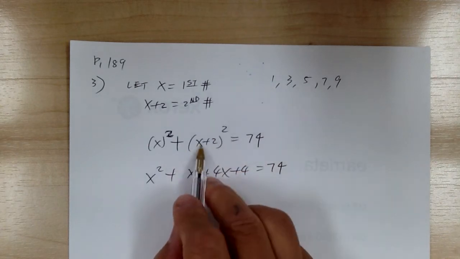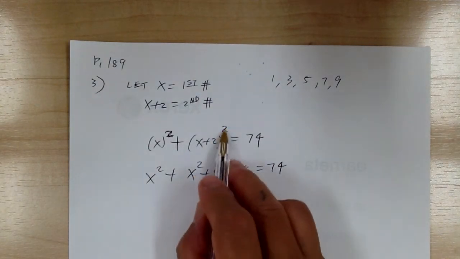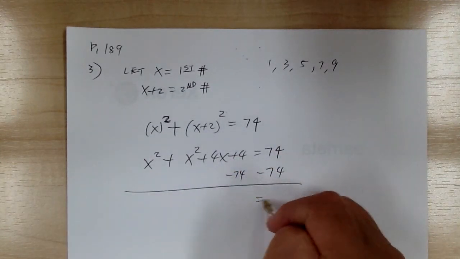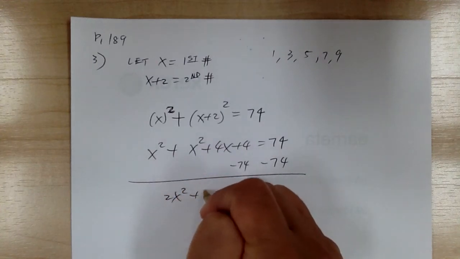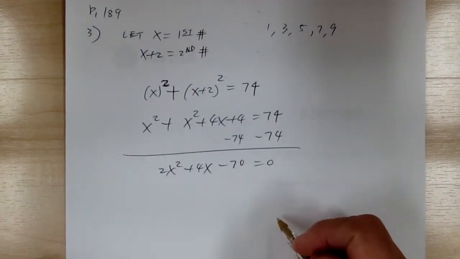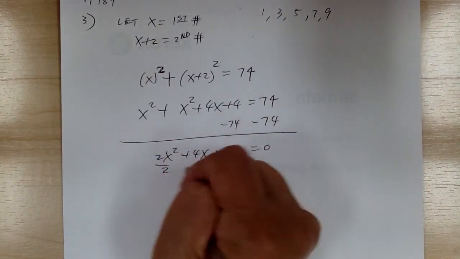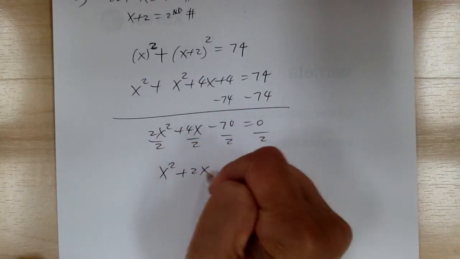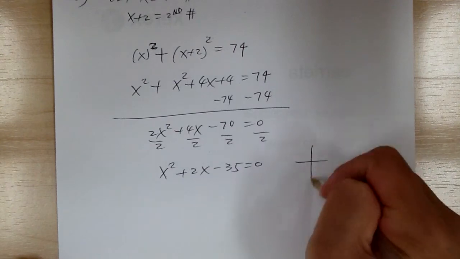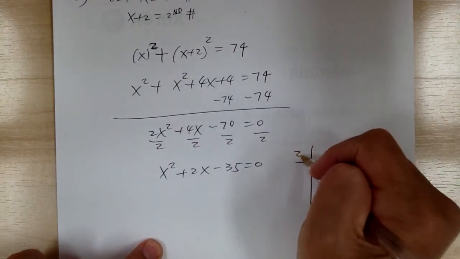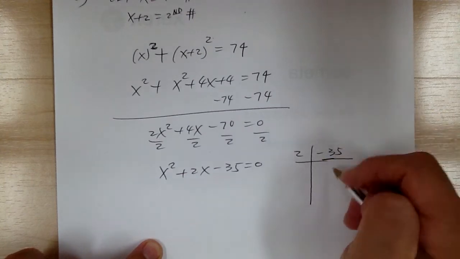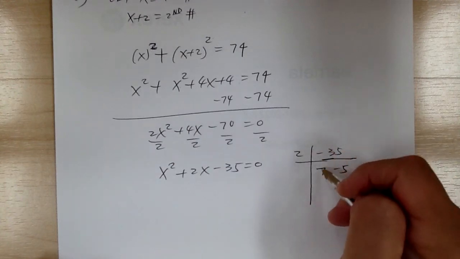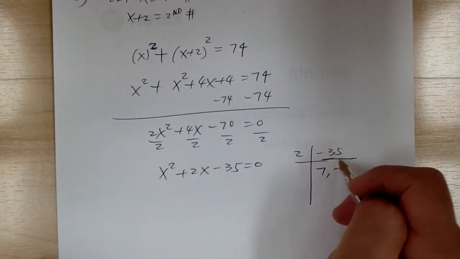Again, because you square this, you get that. You square this, you get that, and the middle term you multiply this. Then let's minus 74 on the side to set it equal to 0. So you're going to get 2x squared plus 4x minus 70. Now notice all these are multiples of 2, so I'm going to divide to lower my numbers to make factoring a lot easier. So you get x squared plus 2x minus 35 equal to 0. When you factor, you're going to get 2 and negative 35, so 7 comma negative 5. If you don't see it right away, just start with 1, 2, 3 and go down the list.